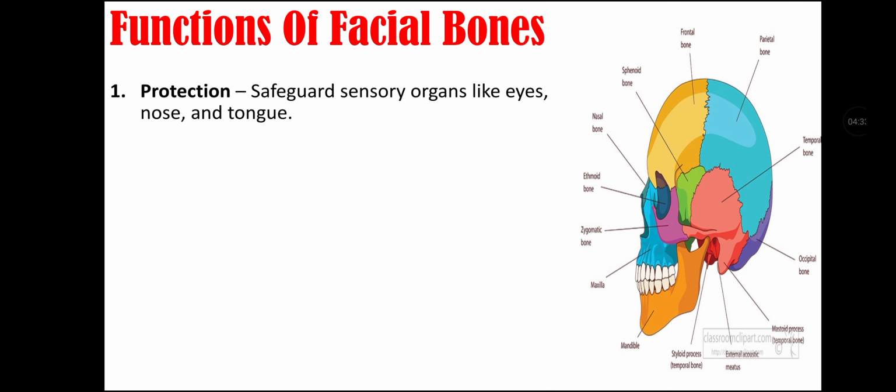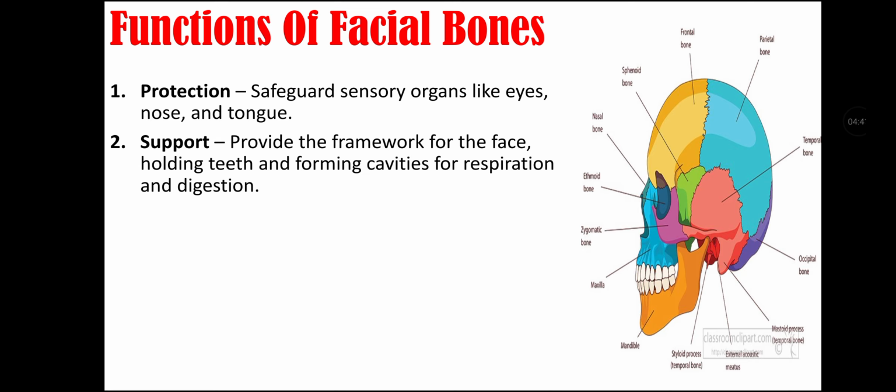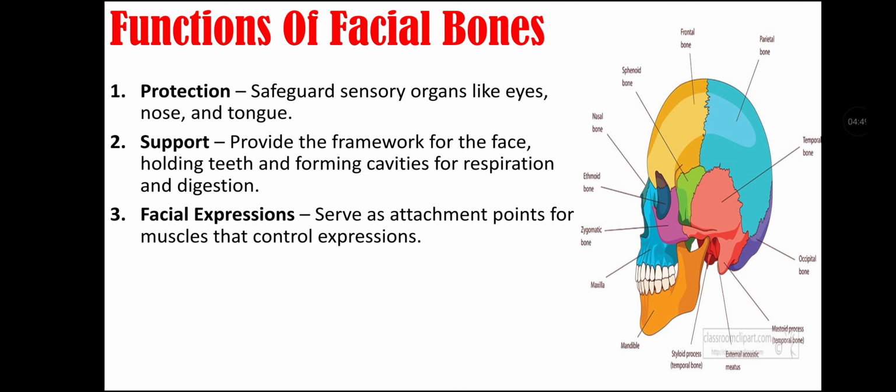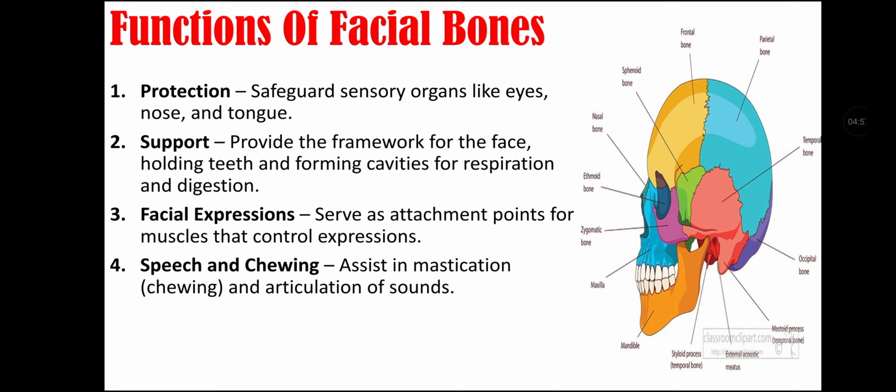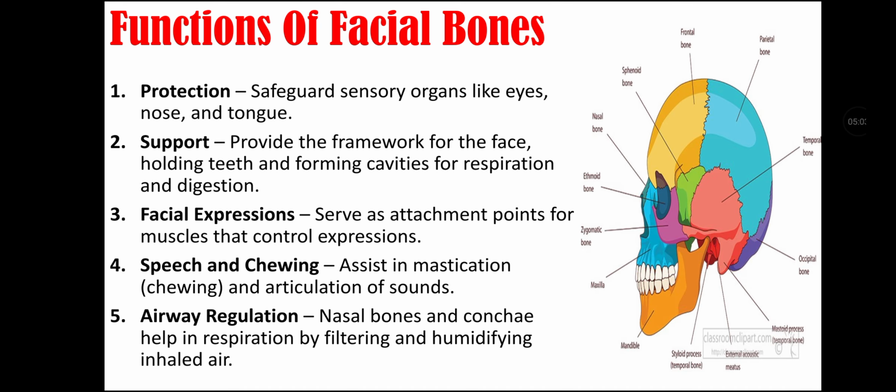Functions of facial bone. First function is protection, as these bones safeguard sensory organs like eyes, nose, and tongue. Second function is support, as these bones provide the framework for the face, holding teeth and forming cavities for respiration and digestion. Third function is facial expression, as these bones serve as an attachment point for muscles that control expression. Fourth function is speech and chewing, as these facial bones assist in mastication and articulation of sounds. Fifth function is airway regulation, as these bones, like nasal bones and conchae, help in respiration by filtering and humidifying inhaled air.